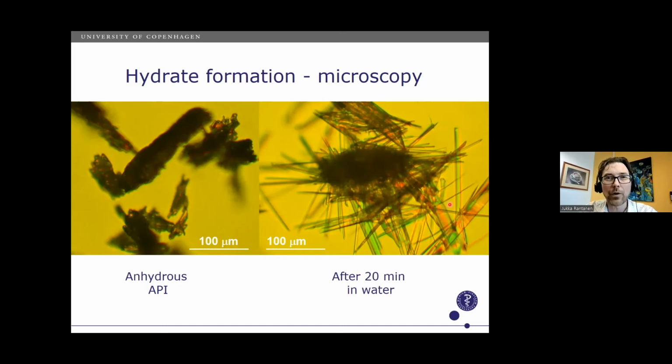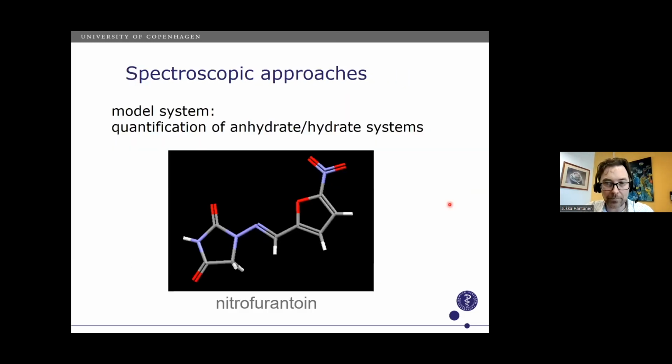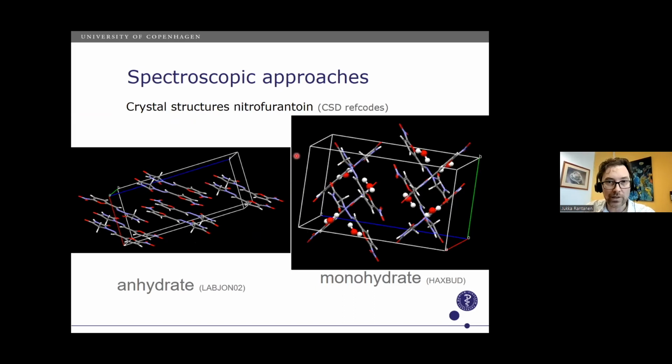This is, of course, annoying if you have aqueous components in the mixture during processing. If you are doing granulation, you add granulation liquid, and then this starts happening. That is something that we have been investigating. Here is a bit more detailed analytics with one compound, nitrofurantoin. This is the structure of the compound, and if you look at the crystal structure databases, you can find out that it can exist both as an anhydrate and as a monohydrate.